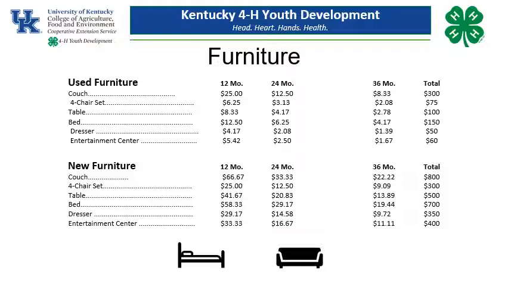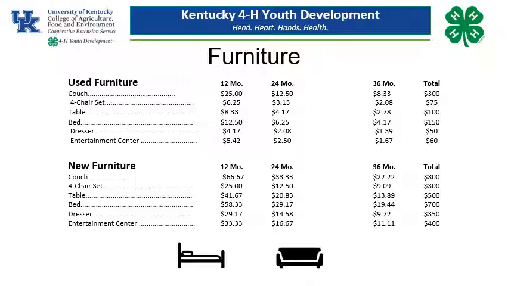For example, if you want to purchase a couch, you can make 12 equal monthly payments for $25. You also can tailor that out to 24 months at $12.50. Or you can take it even further to 36 months at $8.33. You may also even decide that you're going to purchase it outright at $300.